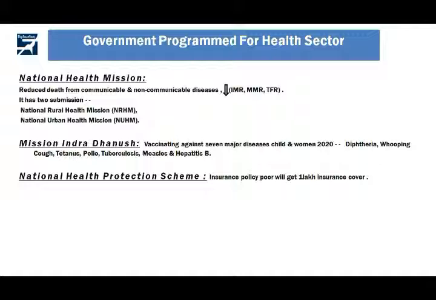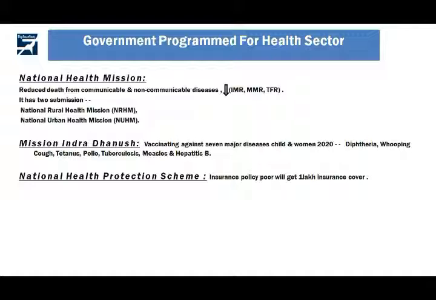And due to the National Health Mission, the infant mortality rate has come down to 25 per 1000 live births, the maternal mortality rate has come down to 1 per 1000 live births, and the total fertility rate has come down to 2.1. The National Health Mission has two sub-missions. One is the National Rural Health Mission, another is the National Urban Health Mission.